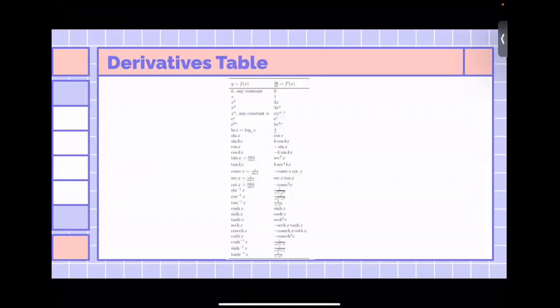Okay, so what we're looking at here is a derivatives table. I know it looks kind of overwhelming, but with practice, things like this become so much easier, it just gets into your brain. I struggled with it too, but I kept practicing and I eventually got it. So let's just take a second to look at this.